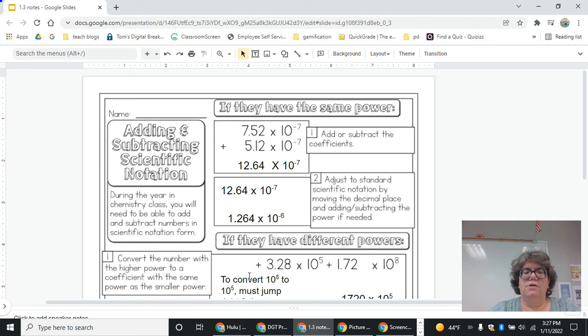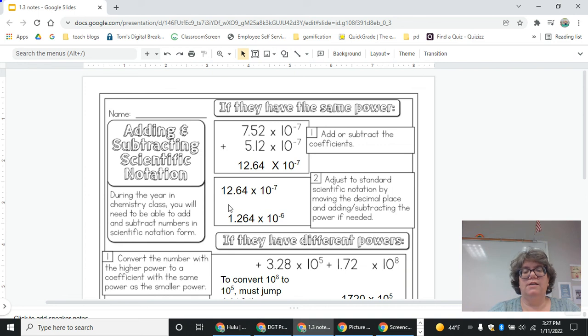All right, so scientific notation, adding and subtracting. When we add or subtract, the first thing you do is add or subtract just the regular numbers. So for this problem, I got 7.52 and 5.12, add them together. Leave the exponent as it is. So I'm here at 12.64 times 10 to the negative 7.